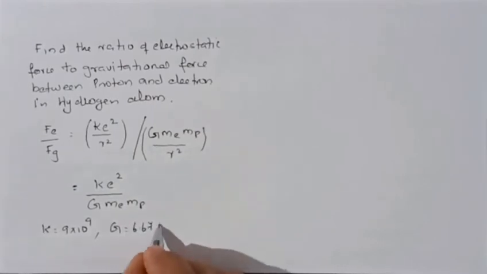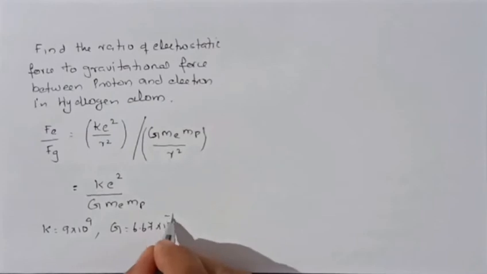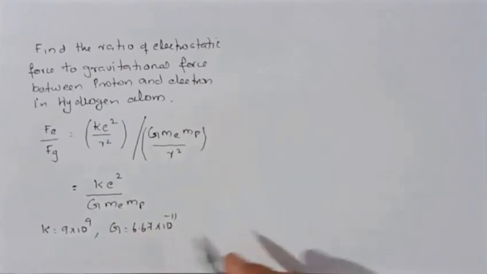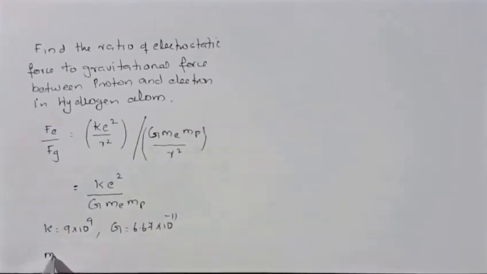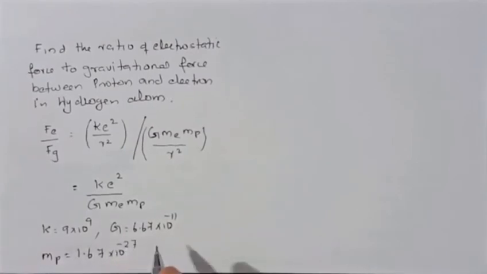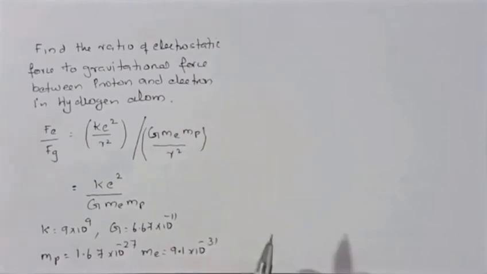K is equal to 9 times 10 to the power 9. Universal gravitational constant G is equal to 6.67 times 10 to the power minus 11. MP is equal to 1.67 times 10 to the power minus 27 kilograms. And ME is equal to 9.1 times 10 to the power minus 31 kilogram.